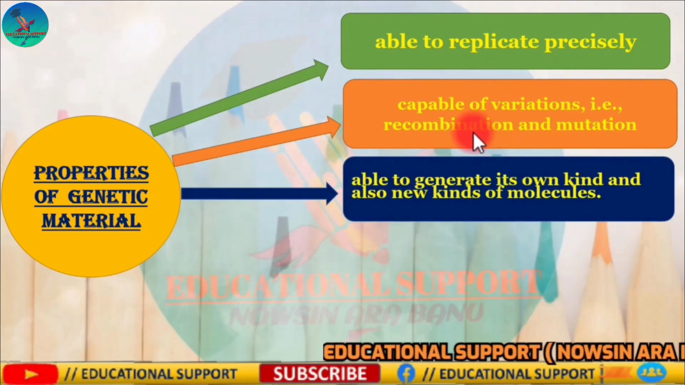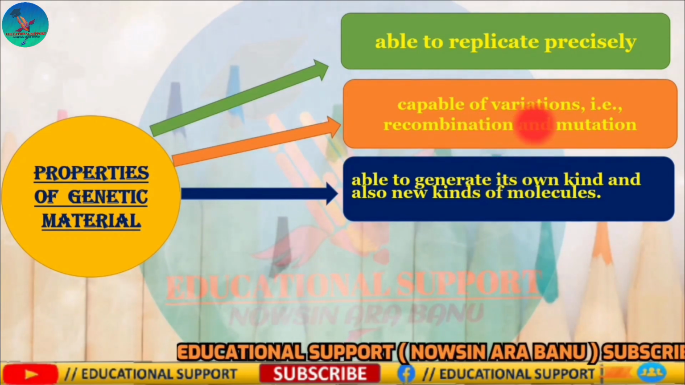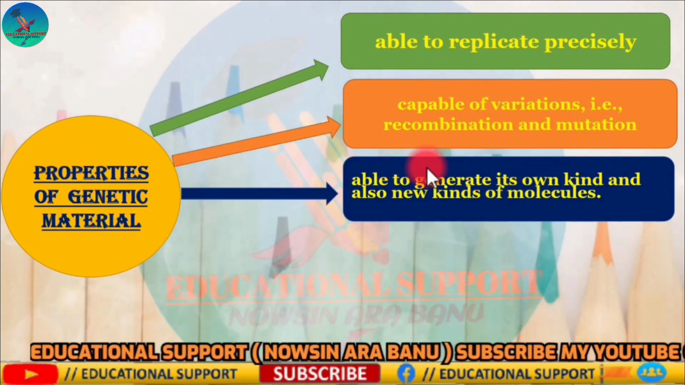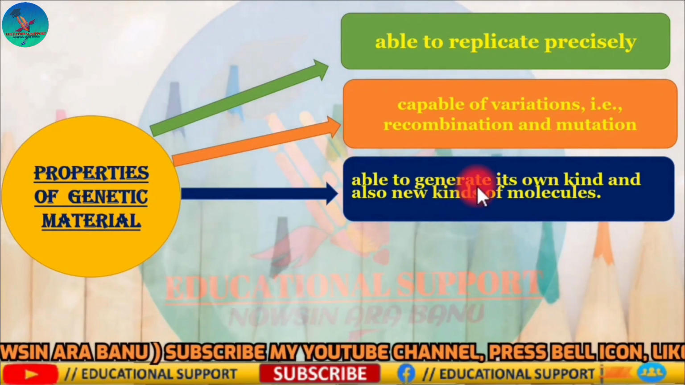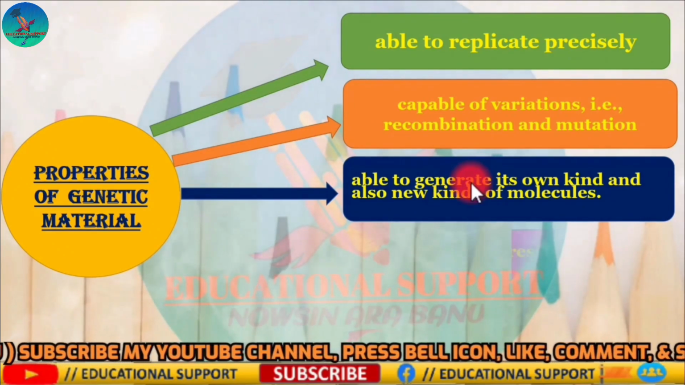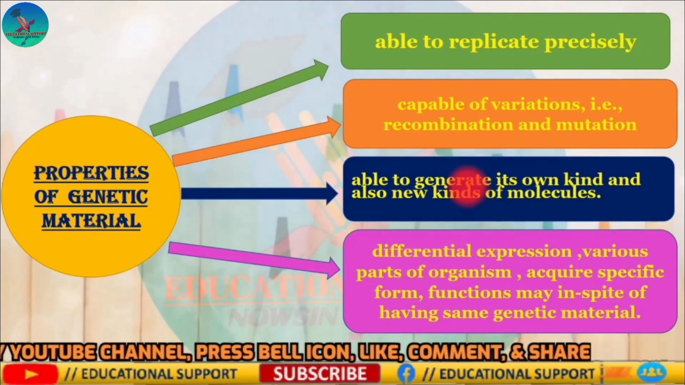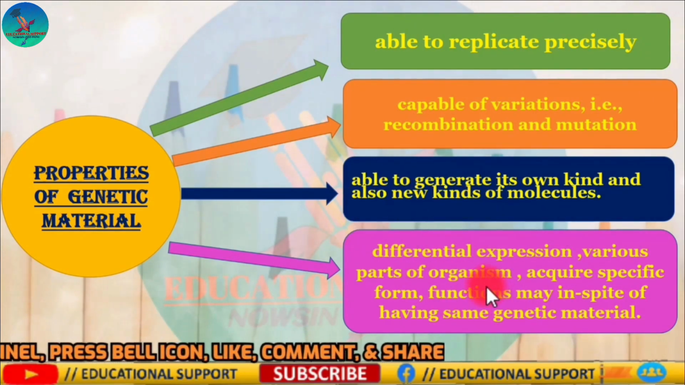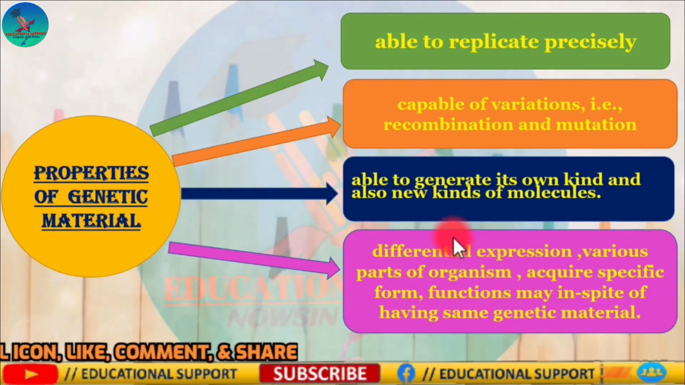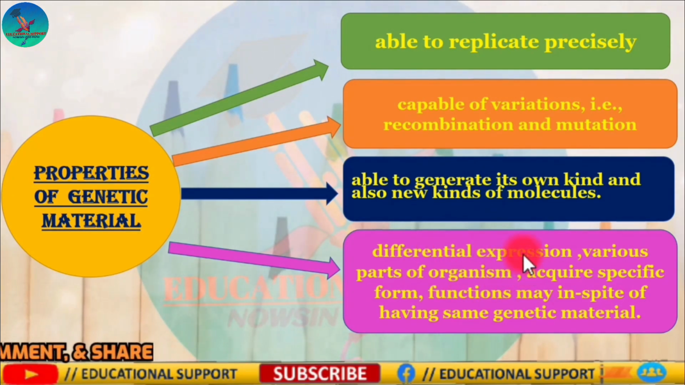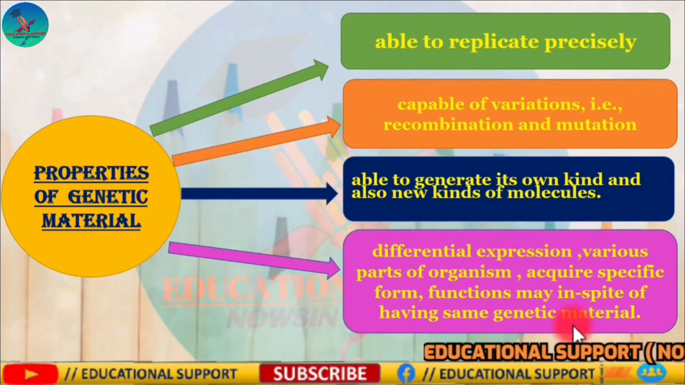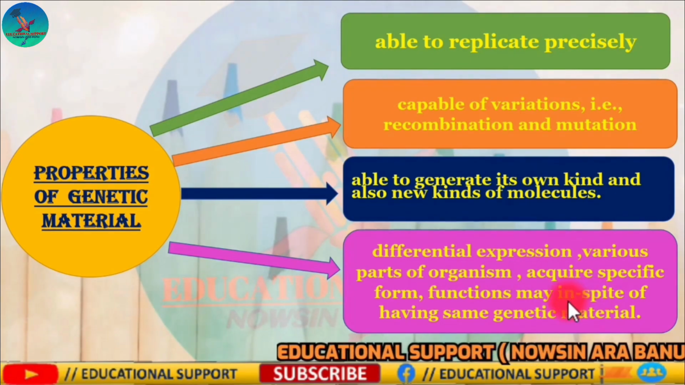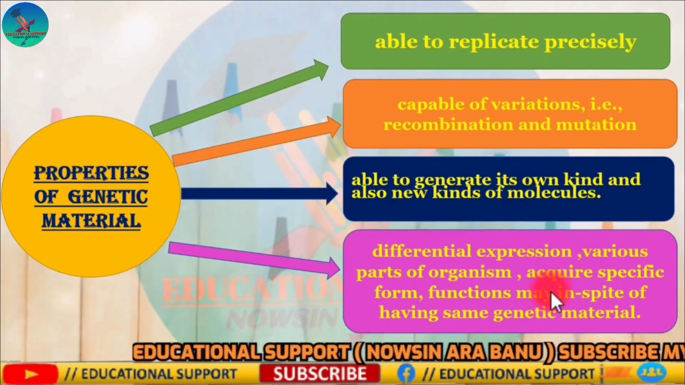Number 7 character is the genetic material should be able to generate its own kind and also new kinds of molecules. Last but not the least, number 8 is it should be capable of differential expression so that the various parts of an organism may acquire specific form, structure and functions in spite of having the same genetic material.